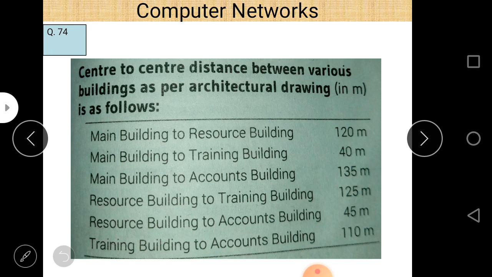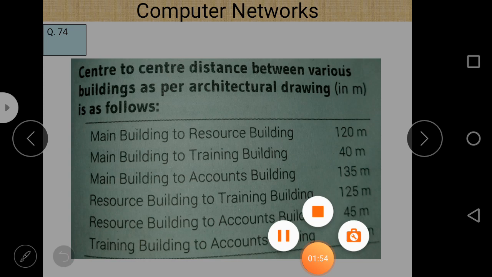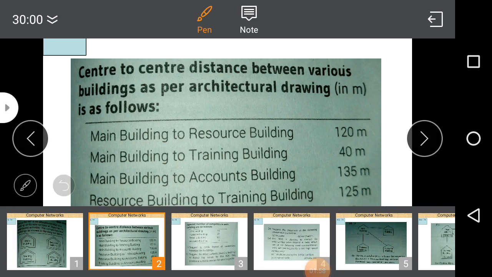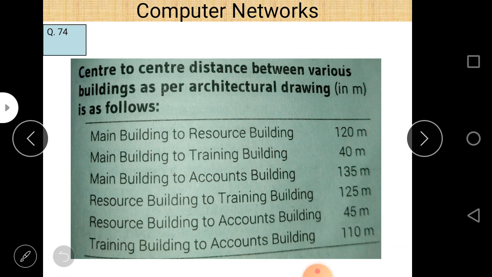Main building to resource building 120 meter, and main building to training building 40 meter, main building to accounts building 135 meter, resource building to training building 125 meter, resource building to accounts building 45 meter, and training building to accounts building 110 meter. So these are the distances between different buildings given in this question.